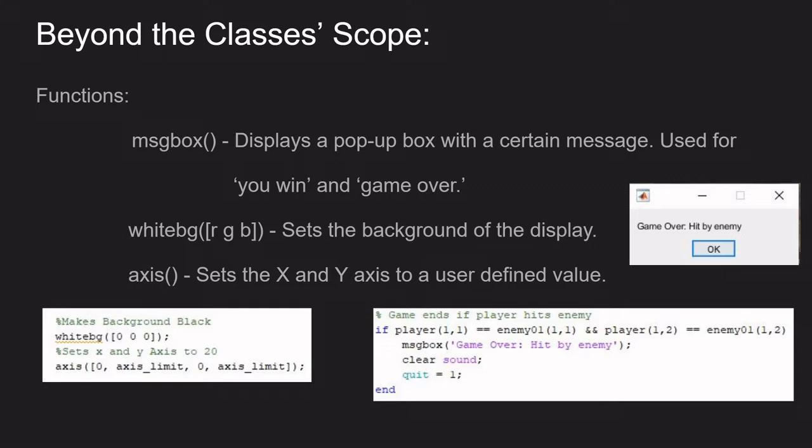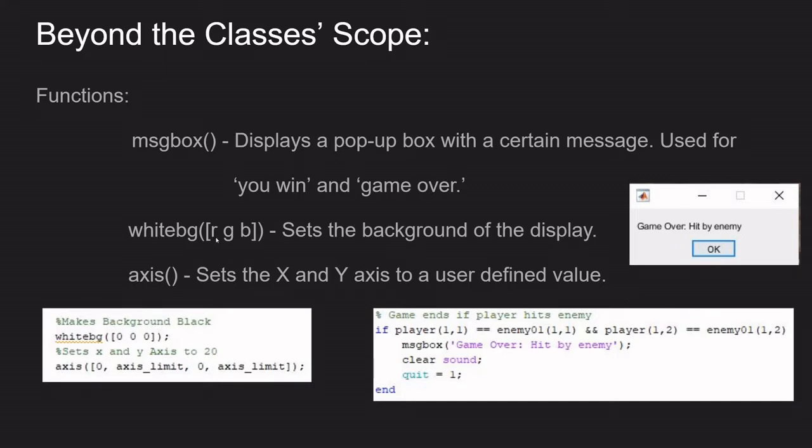A couple of functions I use that are unique, that we did not go through in the curriculum. The first one is message box, which is shown to be used right here. All it does is display a pop-up box with a message that you define. So in this case, I just defined it as game over, hit by enemy, and this is the pop-up that came out.